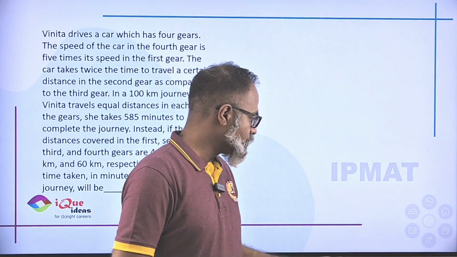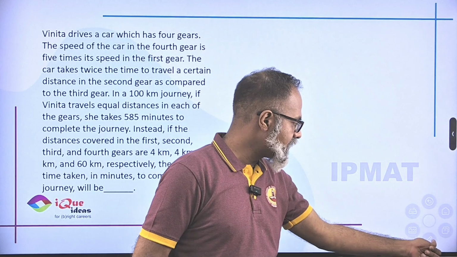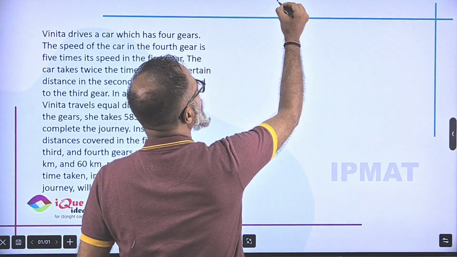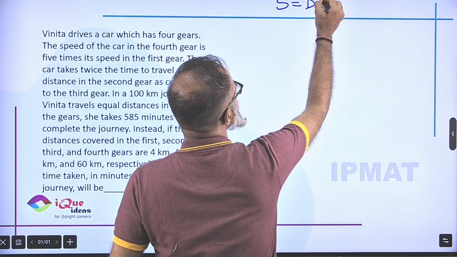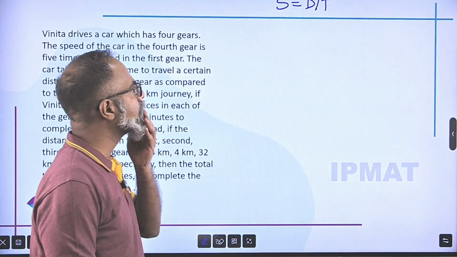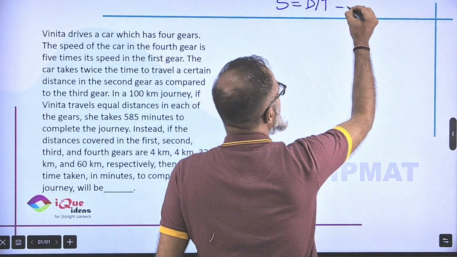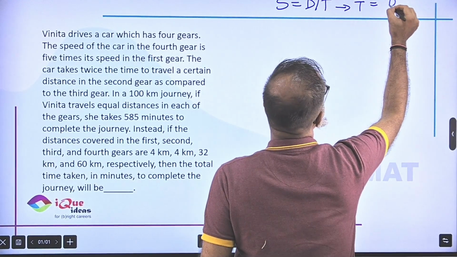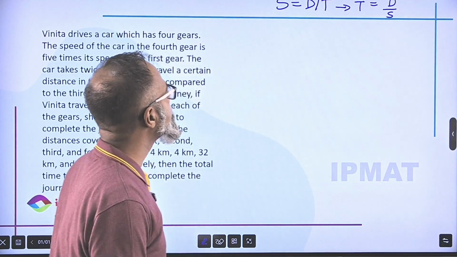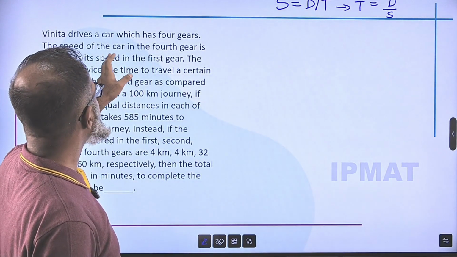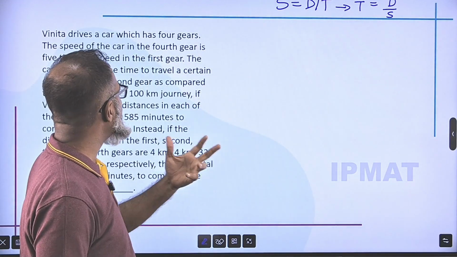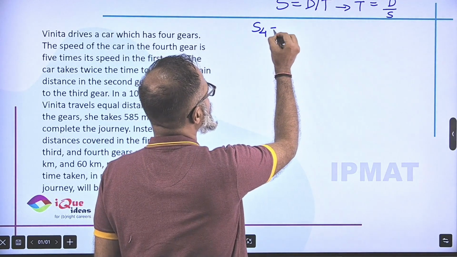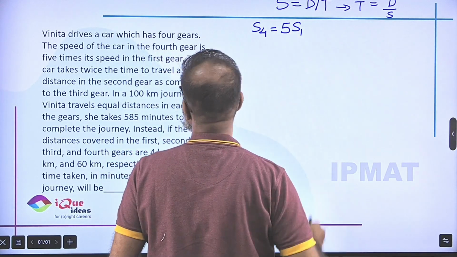Very, very interesting question of time, speed, and distance. Let's see exactly what can be done. So, the fundamental formula we know, speed is distance traveled upon time taken. Which means that I can write that time taken is equal to distance traveled upon speed. Now it says the speed of the car in the fourth gear is 5 times speed in the first gear. So let S4 be speed in the fourth gear. So that is 5 times speed in the first gear.